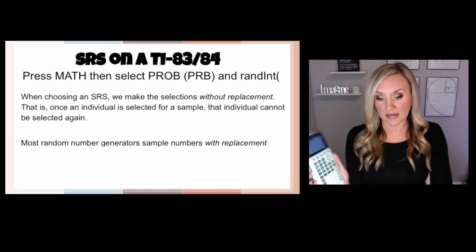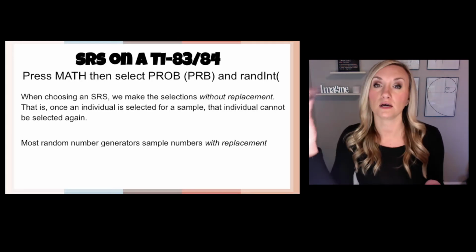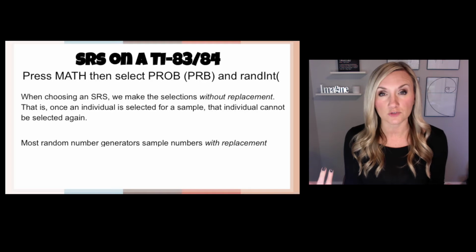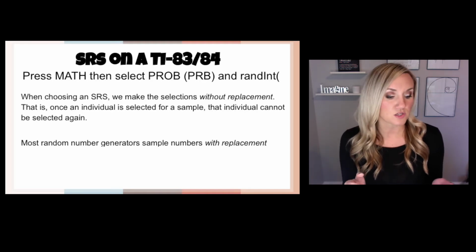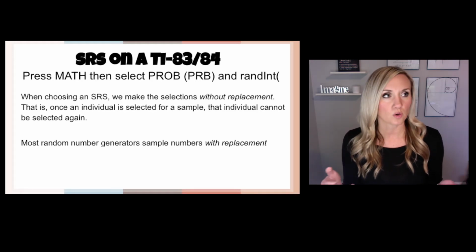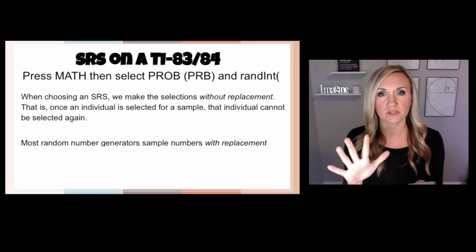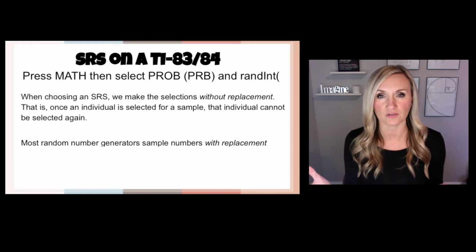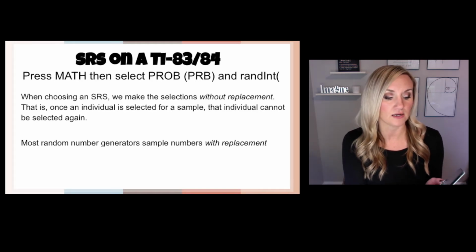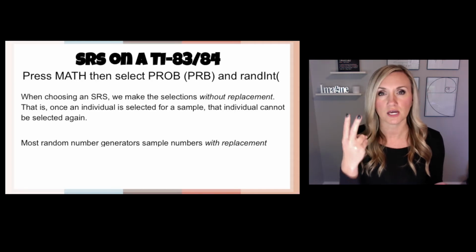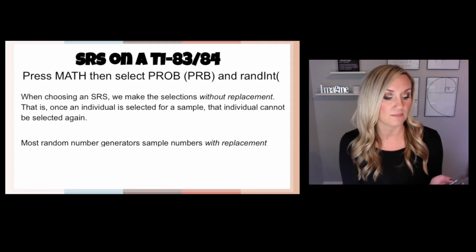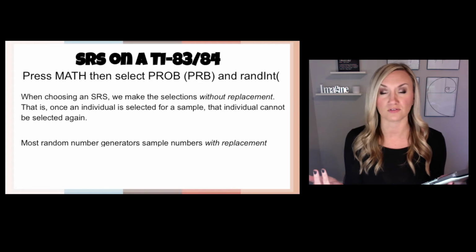On my calculator, it gives me a lower and an upper, and it also gives me an n value. The n value is how large my sample size is going to be. Let's choose numbers from 1 to 35. So I want this calculator to randomly give me numbers between 1 and 35. I'm going to put 1 as my lower, 35 as my upper, and I want 2 numbers, so the n value is 2. Then I hit enter, and it gave me 33 and 34. Super cool.